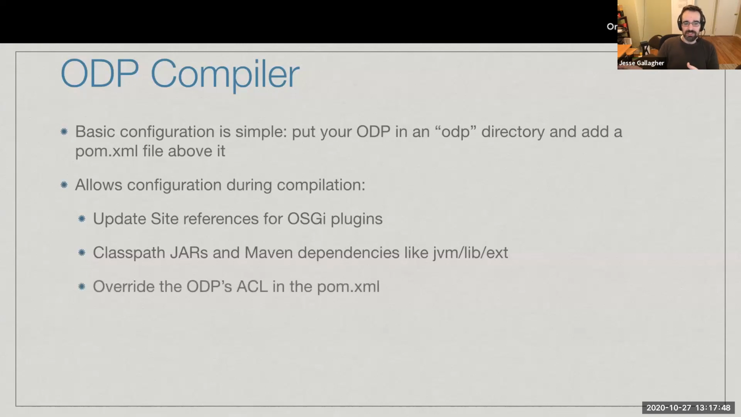You can override the ODP's ACL on the fly. So for example, if your ACL just has your developers in it and it's meant for our development environment, you can change it so that in the pom.xml you say, I want local domain admins, I want local domain servers, and I want whatever our company's rules are for all of this and all that setting.